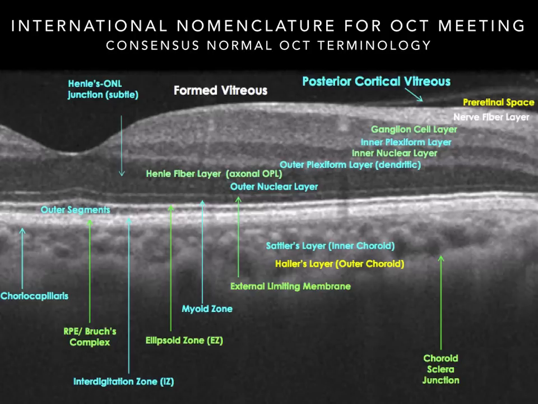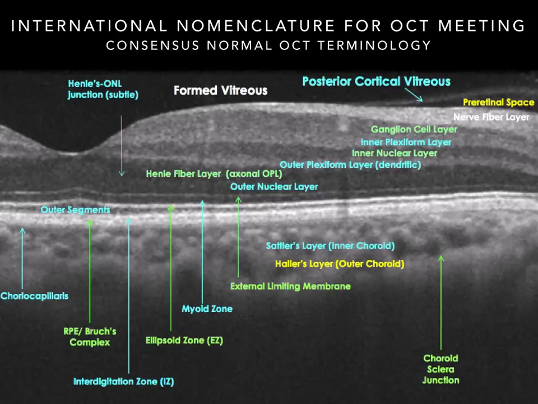Okay, so we're starting out. It doesn't really show up that well. But all right, fine, I'll try to do it this way. Okay. I want to point out they have the junction of Henle's fiber layer and the outer nuclear layer here. Again, this cursor thing's driving me nuts. It's very subtle, but it is there.